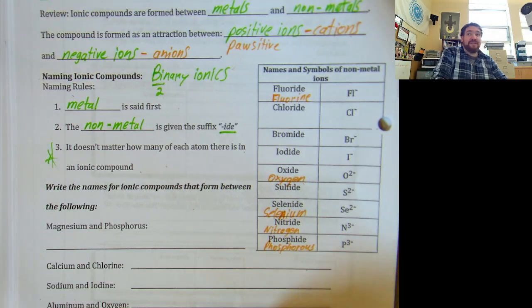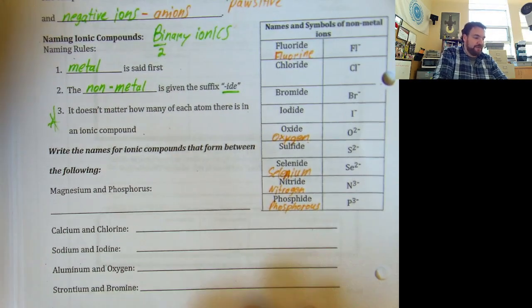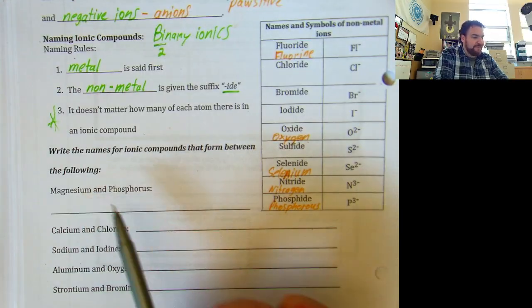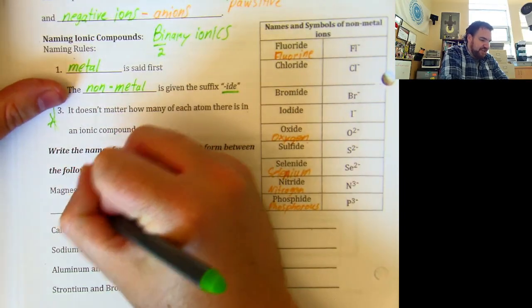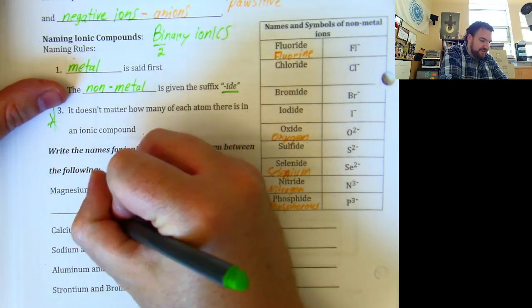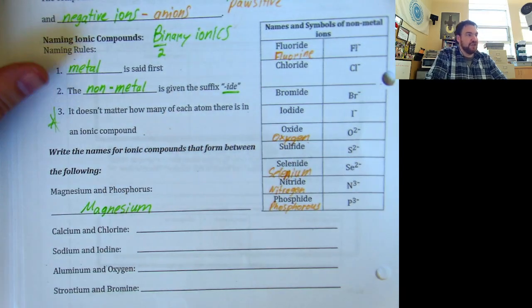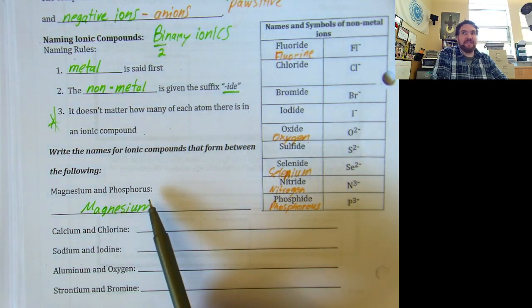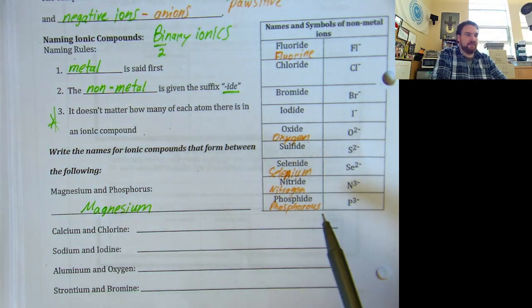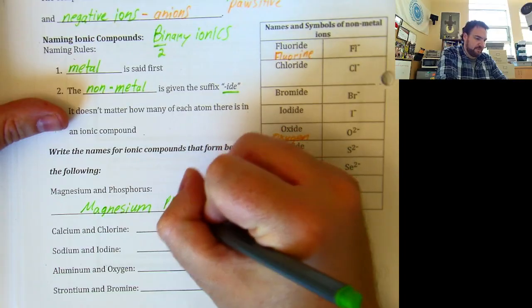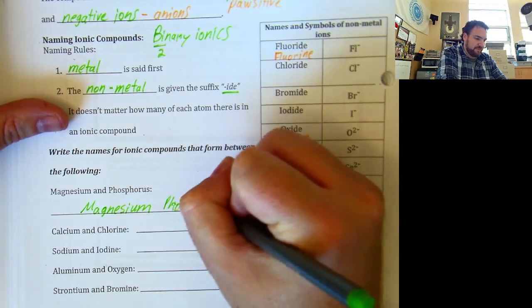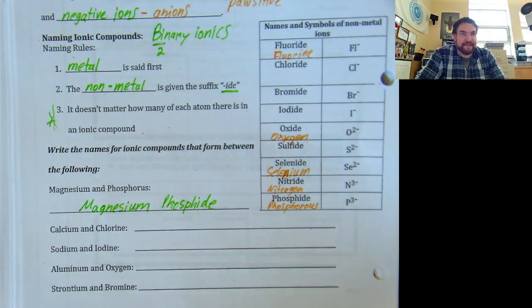So then when we name these things, it's all relatively straightforward. Magnesium and phosphorus, the metal name doesn't change. Magnesium is the metal, so it just gets named magnesium. The non-metal, phosphorus, comes next and becomes phosphide. That's it.